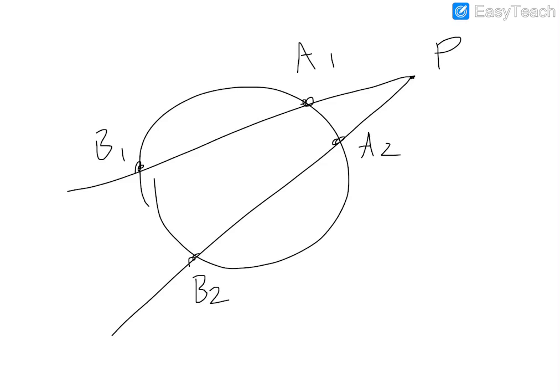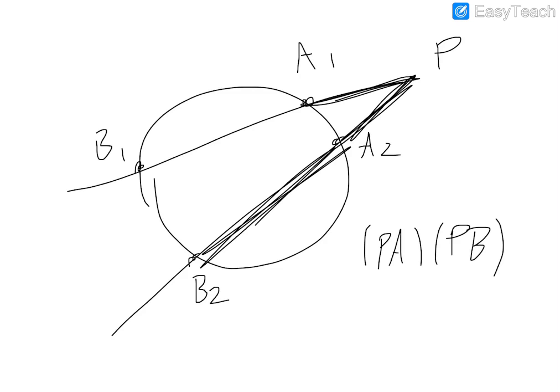Basically, what the power of a point theorem says is that for any point P and a line through P which intersects the circle at points A and B, PA times PB is always the same. That means this length times this length is equal to this length times this length. And this will always be true for any point P.